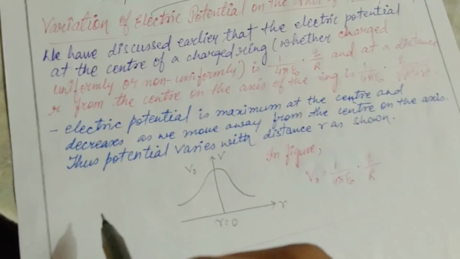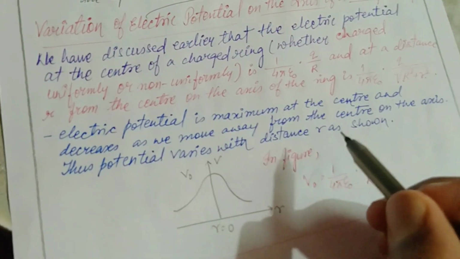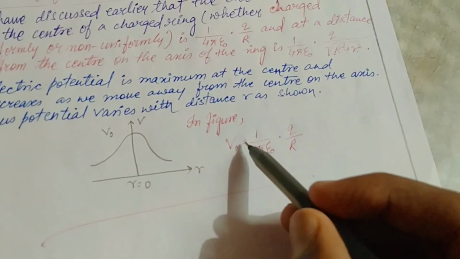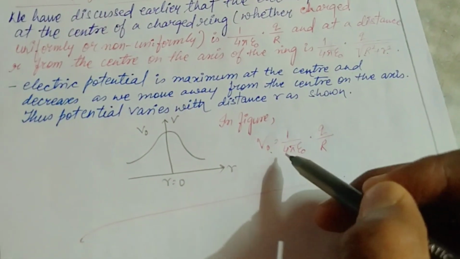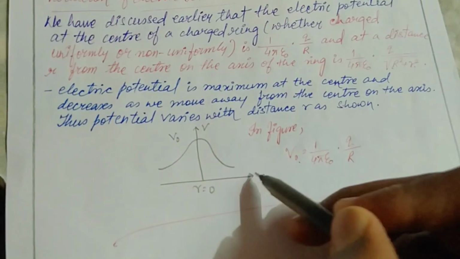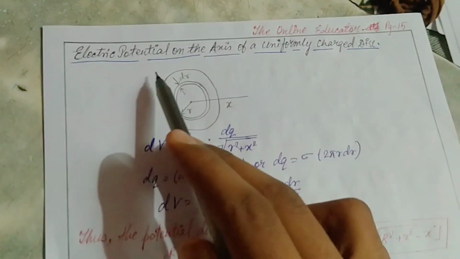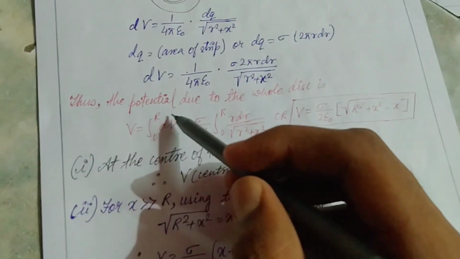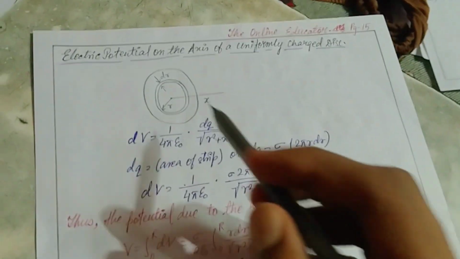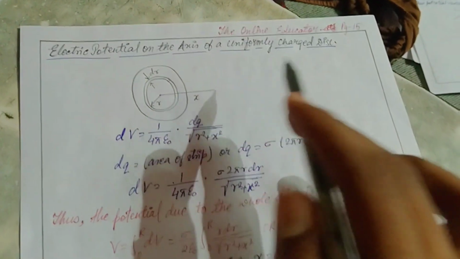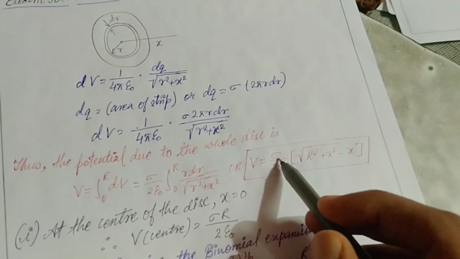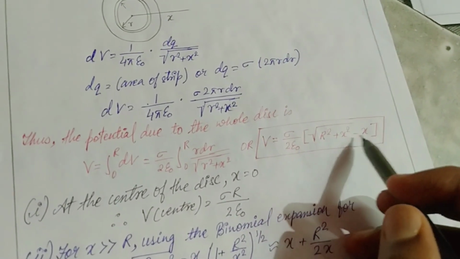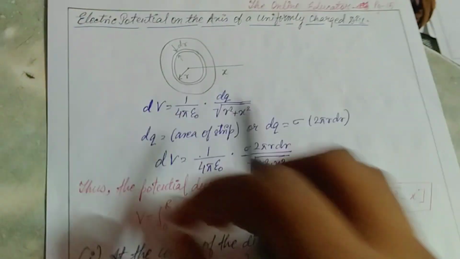Okay, on the axis, the potential varies with distance r as shown in the graph. Here we get that V naught is equal to 1 by 4 pi epsilon naught times q by r. Now we come to the electric potential on the axis of a uniformly charged disk. The potential due to the whole disk, for uniform charge, will be sigma by 2 epsilon naught times the square root of R square plus x square, minus x. Okay, this is the whole calculation done.